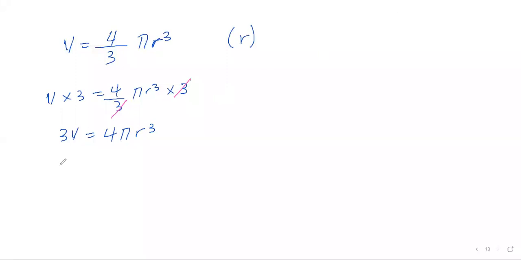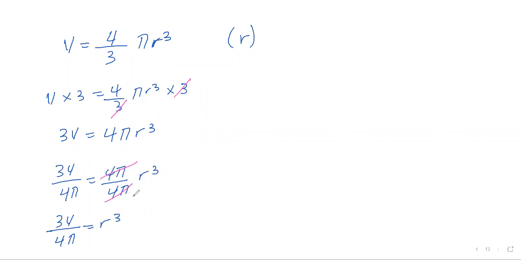So that being 3V over 4 pi is equal to 4 pi over 4 pi r to the third power. Then we get rid of the 4 pi, so the 4 pi cancels the 4 pi. So what is left? We're left with 3V over 4 pi is equal to r to the third power.